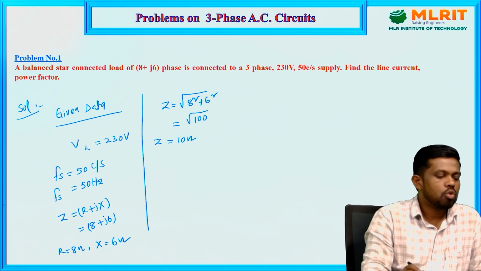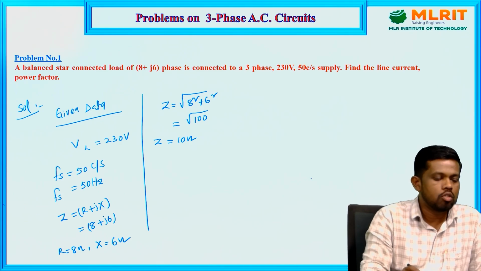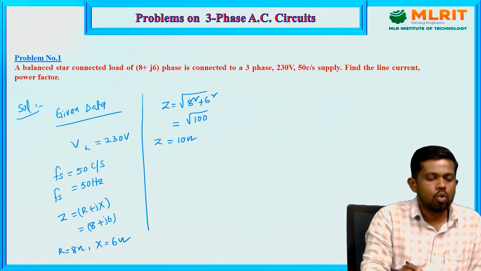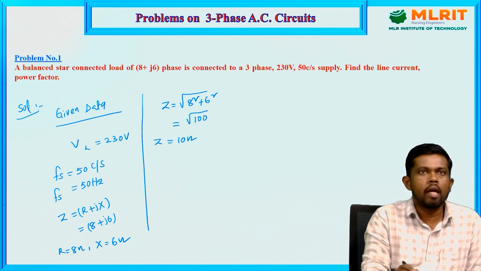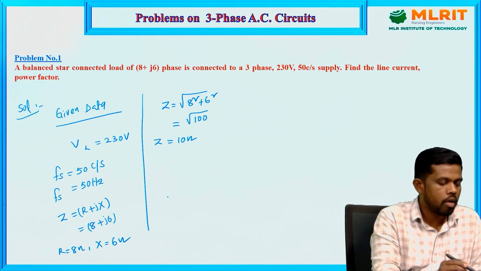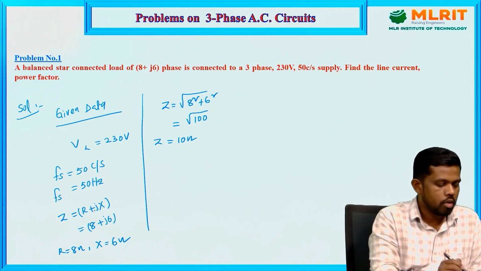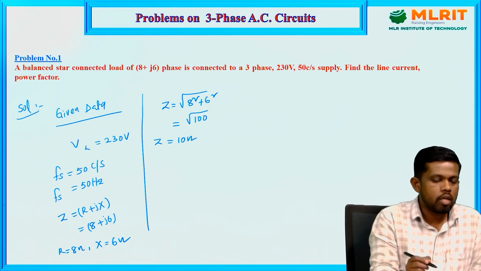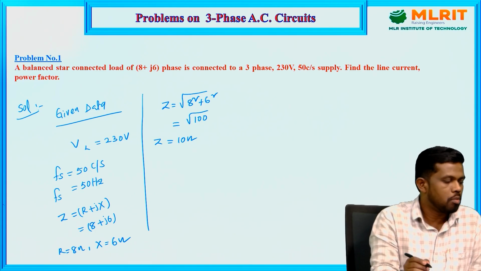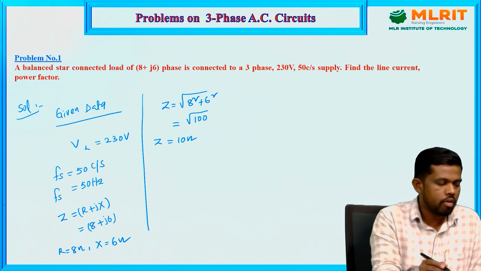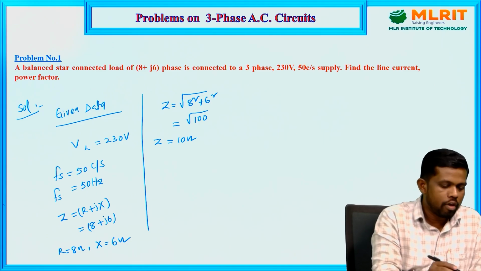A balanced star connected load of 8 plus j6 ohms is connected to a 3-phase 230 volts 50 hertz supply. Find the line current and power factor of the network. So the given data is Z equal to 10 ohms. Based on this data, we need to find the line current and also the power factor of the system. Before finding the line current, we would like to get the phase voltage value.